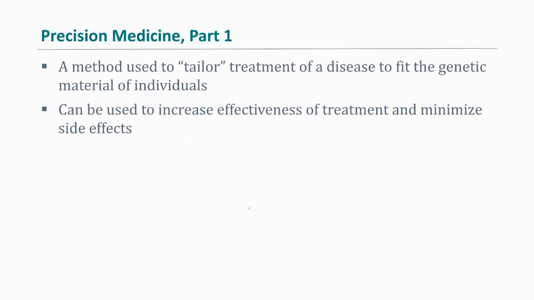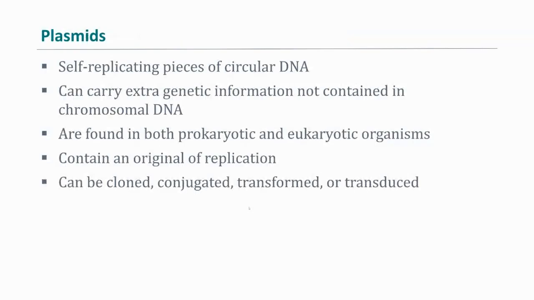And then precision medicine basically is a method used to tailor the treatment of a disease to fit the genetic material of the individual. That's precision medicine. And normally for precision medicine, you need the help of DNA sequencing, especially now that we have NGS, next generation sequencing, that can help determine the person's whole genome, and based on the person's whole genome, you can design specific drugs, and that's precision medicine as well.